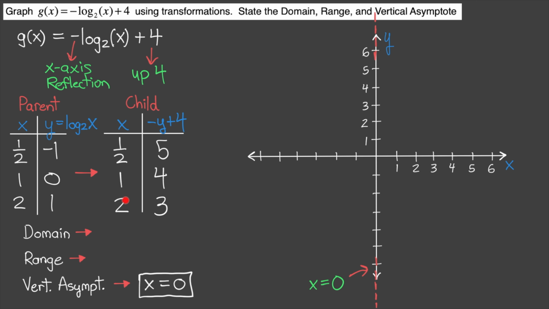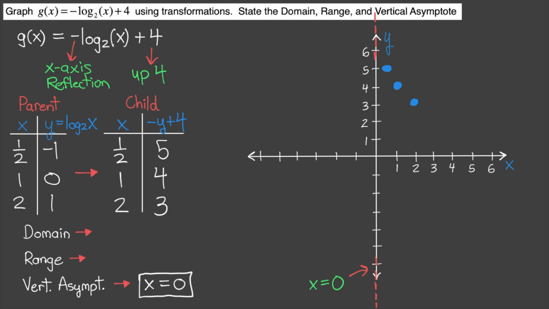All right, so next let's go ahead and graph our points. 1/2, 5. So we'll go right 1/2 and then up 5. So that's right there. So we'll graph that in blue. Next point is 1, 4. So we go right 1, up 4, which is about right there. And then lastly, we have 2, 3. So we go right 2 and then up 3. So that's about right there. So those are our 3 points.